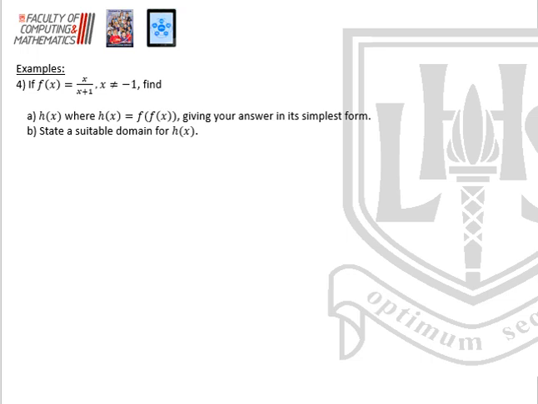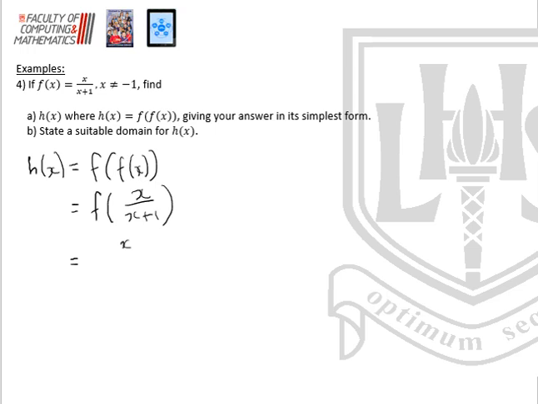So here I'm wanting to find h of x, which we know is f of f of x. So h of x really is just a bit of unnecessary admin there. You're trying to do f of f of x, which means you're substituting x over x plus 1 into f of x. So you're substituting something into itself. That means everywhere you see an x in your f of x is getting replaced by x over x plus 1. So x over x plus 1 divided by x over x plus 1, add 1.